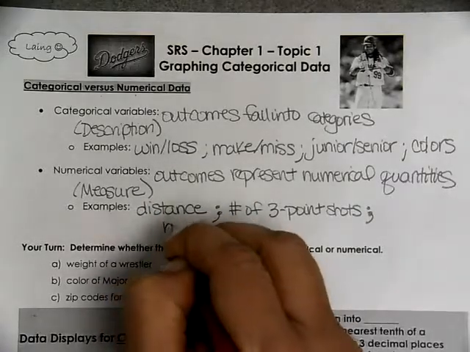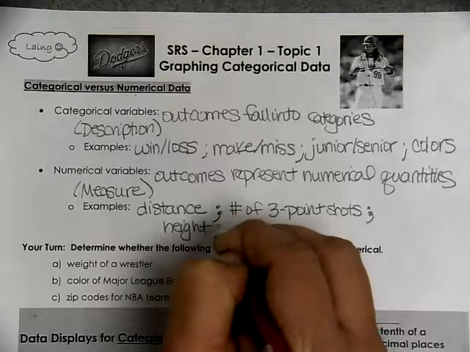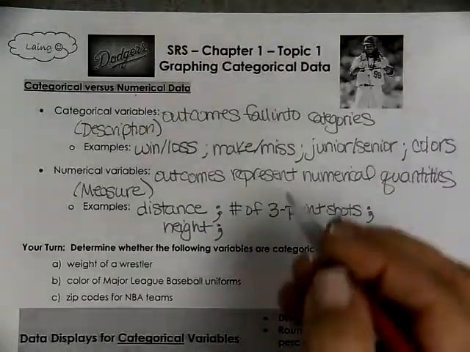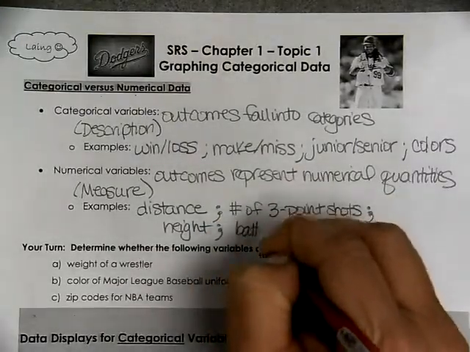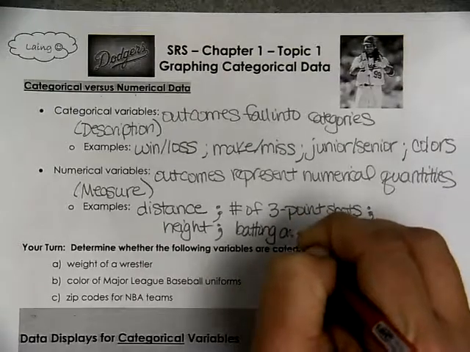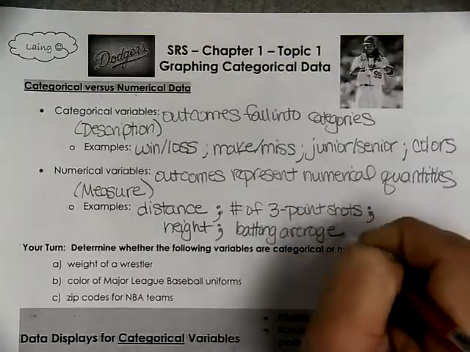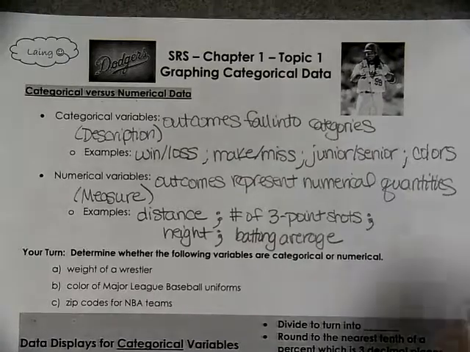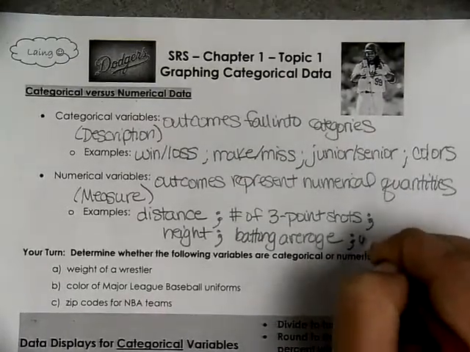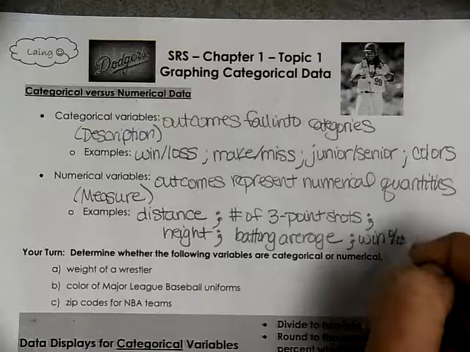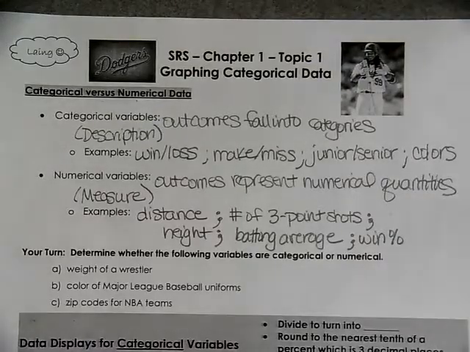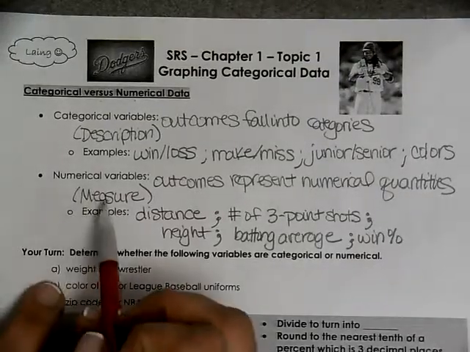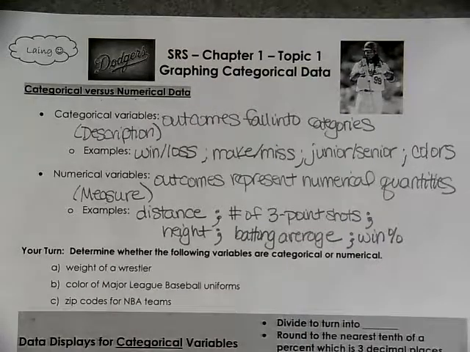The height of a hockey player, the batting average is something that measures how good a player is. Win percentage, something that kind of measures how good a team is. So again, numerical variables are things that you can basically measure. So the number represents either a count or a measure, okay?